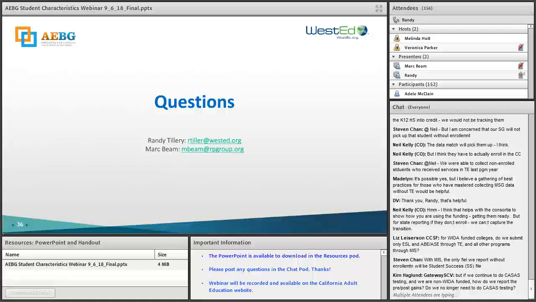If we continue to do COSIS testing and we are non-WIOA funded, how do we report the pre and post gains? We no longer need to do COSIS testing. If you're not WIOA Title II funded, doing COSIS pre and post testing, or using TABE or another federally approved instrument, is really at the discretion of the college. You can report the pre and post gains through the new EFL data element that we discussed last week, so I would suggest that you go take a look at that.